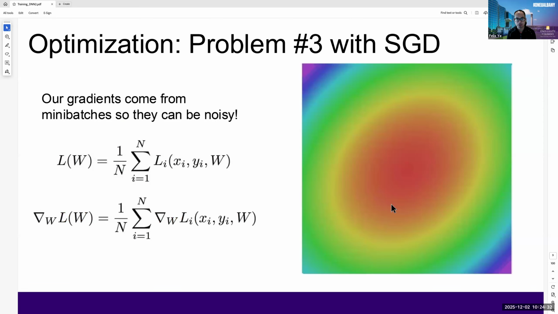There's another problem in stochastic gradient descent: because our gradient is coming from mini batches, it could be very noisy. So if you do a zigzag, it might go up, go down. It will be very zigzag, very noisy. This is not the main issue here, but we can make our batches slightly bigger, so it will be less noisy.